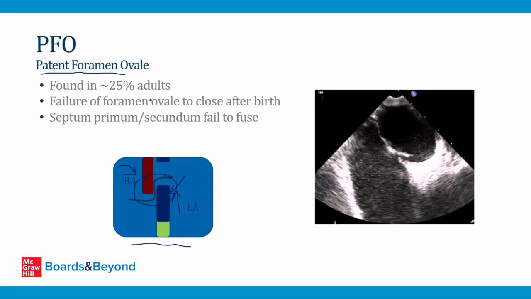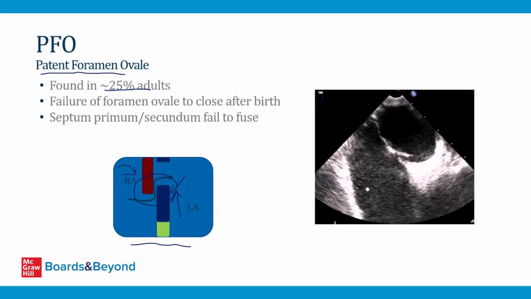It turns out, however, that in about 25% of adults, the foramen ovale remains patent. And this is usually of no serious clinical consequence. The majority of people who have a PFO will never have a problem from it, will never become sick from it, but it is present in their adult heart.